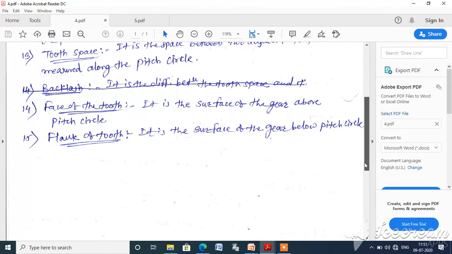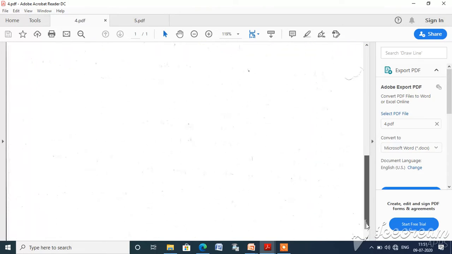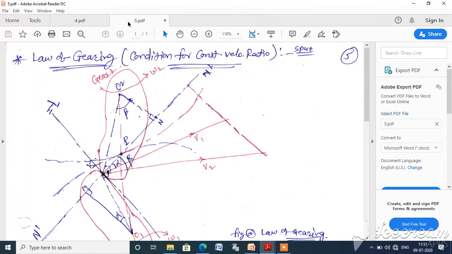Now, face of the tooth. It is the surface of the gear above the pitch circle, and flank of the tooth is the surface of the gear below the pitch circle. So these are all terminology of spur gear. Now next we will see a very important point, that is law of gearing. Law of gearing is a condition for constant velocity ratio.